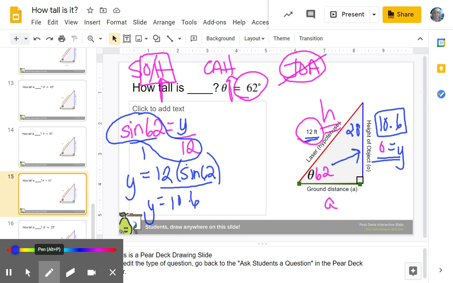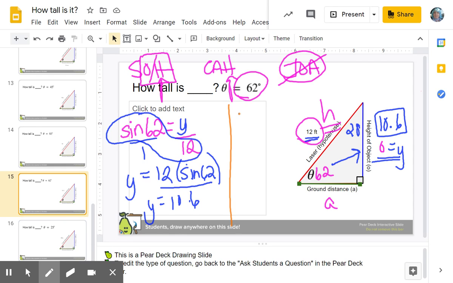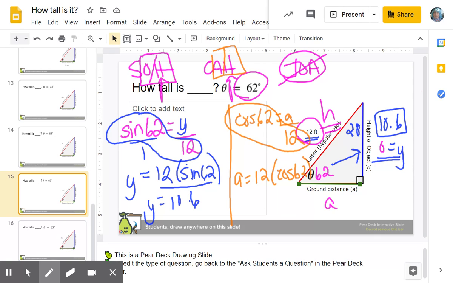So we come over to the other side, and we'll do cosine. So cosine is 62. And we're going to do A over H. So A over H. I love it when I'm given the hypotenuse because you always multiply when you have the hypotenuse. So A equals 12 times cosine of 62. It is 100% easier because the hypotenuse is always in the denominator. So you always multiply. There's no need to do that weird flipping thing.